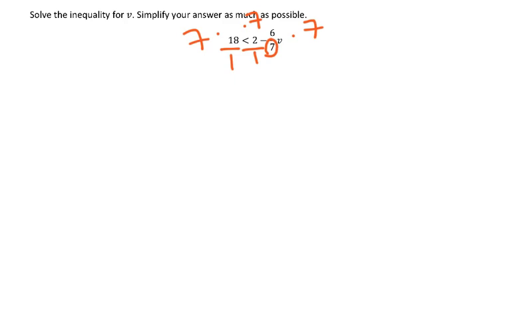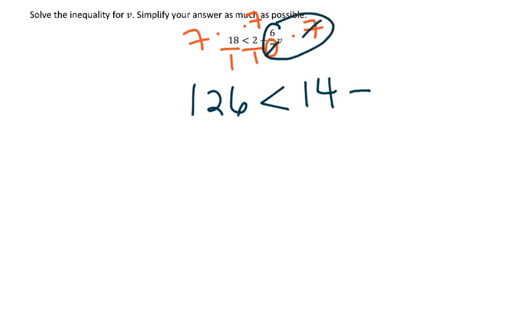So if I multiply the 18 times 7, that gives me 126. Less than, I'm still just going to bring it down. 2 times 7 is 14. And then minus, notice, if I have the 6 sevenths times the 7, the 7's cancel, which is what we wanted, right? We want to get rid of the fraction. So this gives me minus 6v. Now I'm left with a linear inequality, which is much easier to solve.